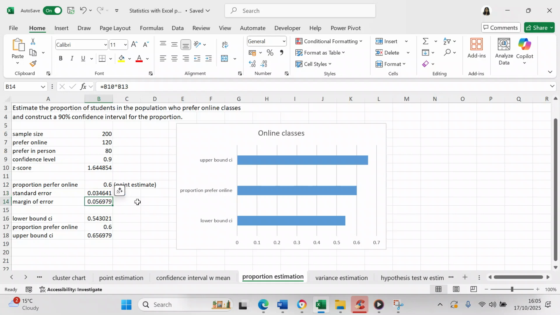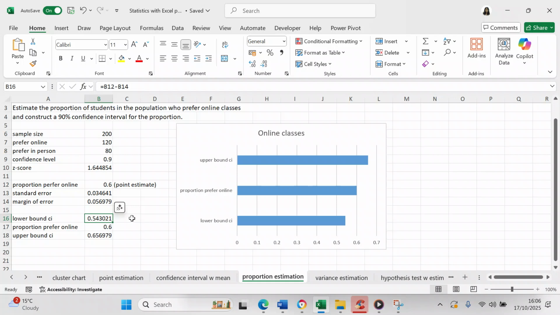Then you've got your margin of error. It's going to be B10, your z-score, times the standard error of B13. So that's 5.69%. So your lower bound of your confidence interval is going to be B12, that's the proportion that prefer online classes, minus B14 of 0.0569.